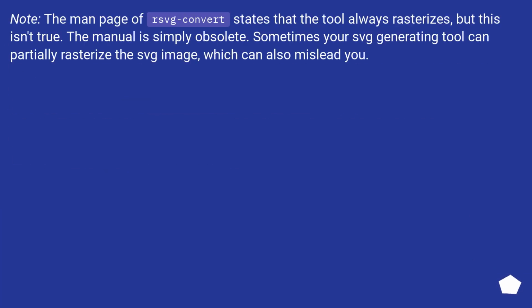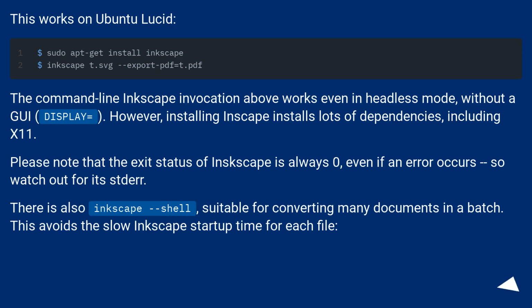Note: the man page of rsvg-convert states that the tool always rasterizes, but this isn't true. The manual is simply obsolete. Sometimes your SVG generating tool can partially rasterize the SVG image, which can also mislead you. This works on Ubuntu Lucid.